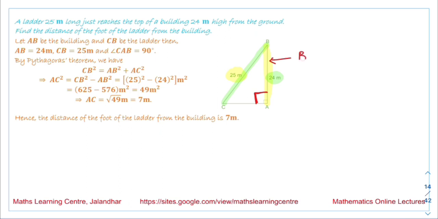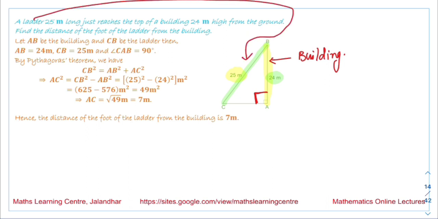We are saying this is the building, and this is the ladder. Find the distance of the foot of the ladder from the building. We have to find this distance.